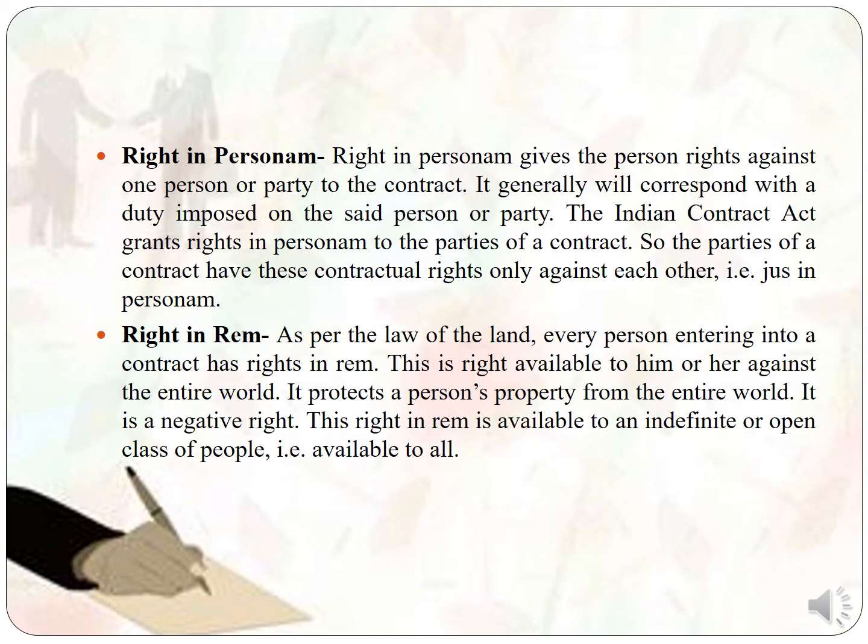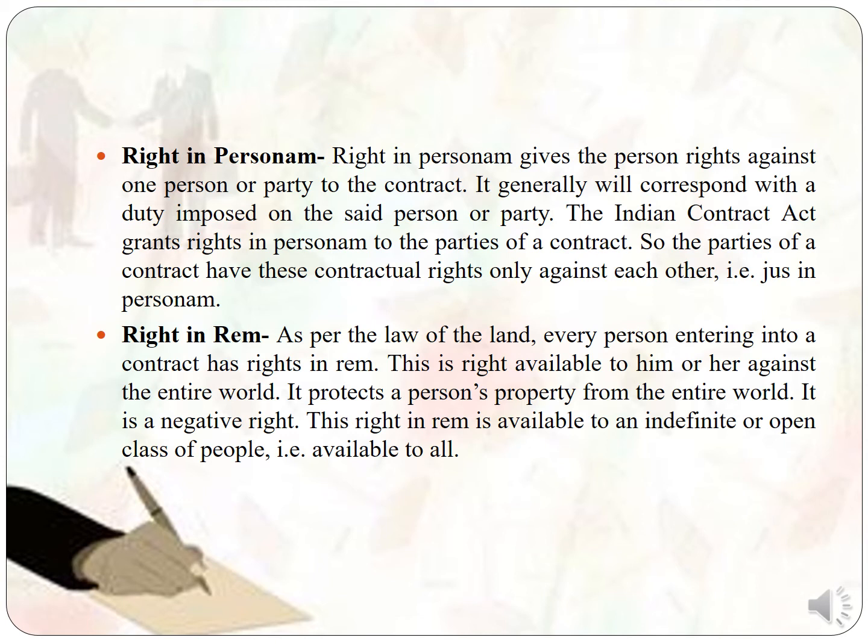Right in personam. A right in personam gives the person a right against one person or a party to a contract. It generally corresponds with a duty imposed on said person or a party. Right in personam is a legal maxim that arose from the Indian Contract Act and grants a right in personam, or to a specific person, to the parties of a contract. So the parties of a contract have these essential contractual rights all against each other. So basically, right in personam is a right against any one or a specific person. That is the persons that have entered into a contract with each other.